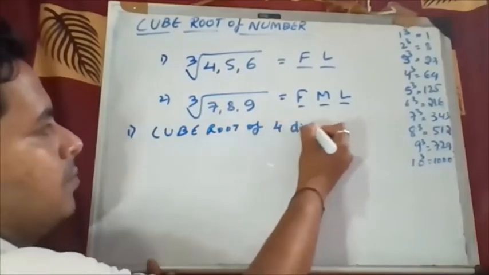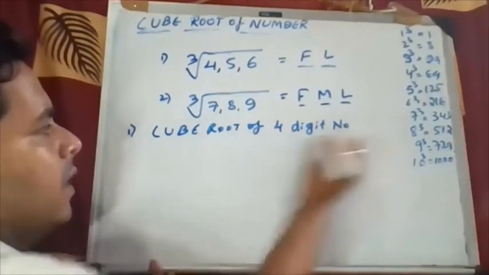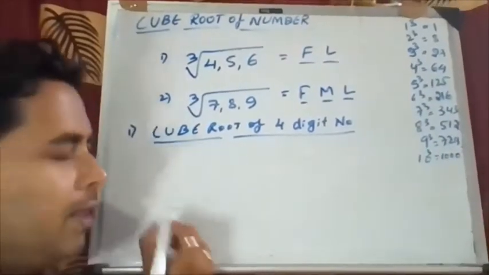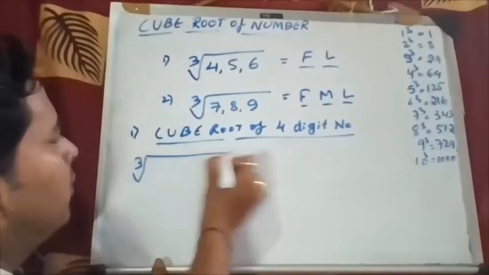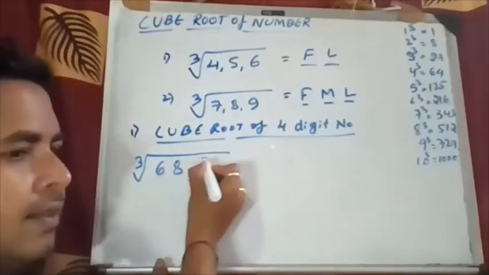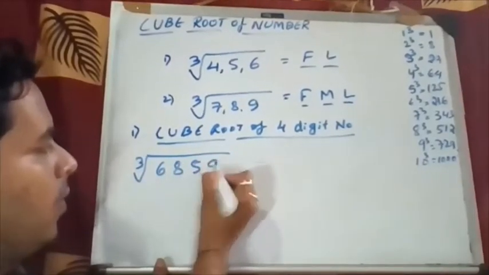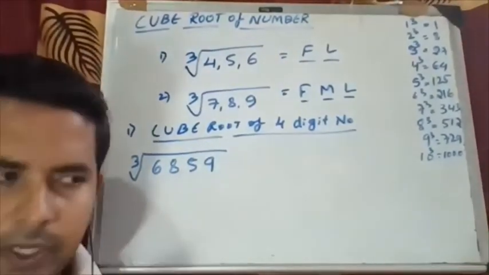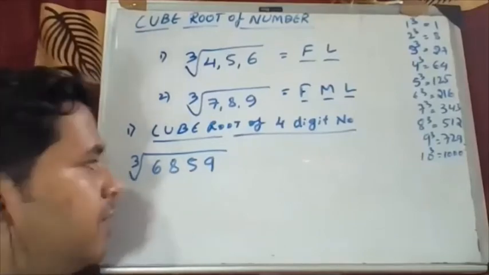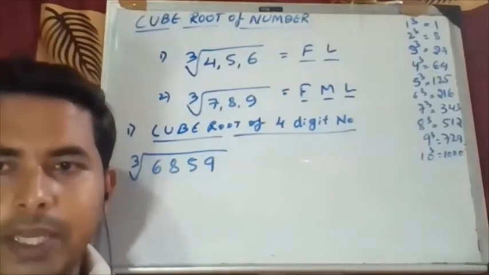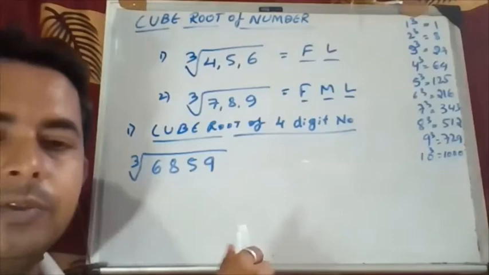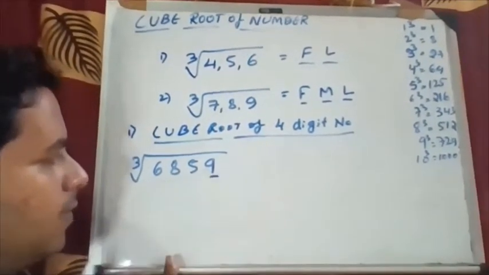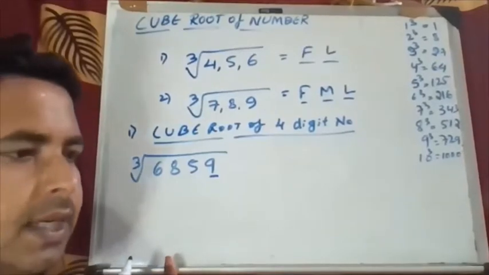4 digit नंबर के हम क्यूब रूट फाइंड करेंगे। So I'll take one example of 4 digit cube root, that is cube root of 6859. Okay, this is the one example, 6859. So here first what we have to do, we have to see our unit digit. Unit digit में कौन सा वैल्यू है उनको हमको चेक करना है। So here, this is a unit digit.